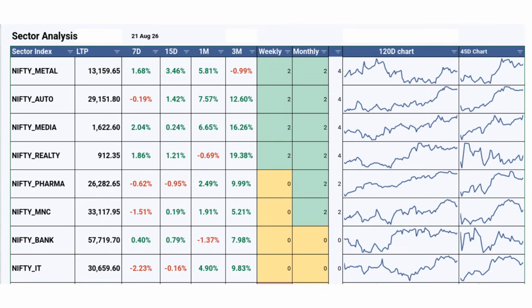Now we will be discussing the strong sectors, everybody's favorite. First sector is Nifty Metal. Second is Auto, third is Media, followed by Nifty Realty. Now in these sectors, I would recommend that if you want, you can buy on dips, and you can also individually pick stocks in these sectors as they are showing strength.